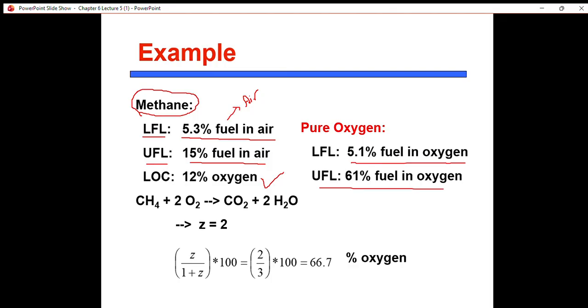Now we're gonna establish this, and if you still remember, I'm gonna draw a quick sketch. I'm gonna draw the triangle: nitrogen, fuel, which is methane, M, and here oxygen. If you still remember, we need to draw three lines. The first line is the air line, and we said that this is fixed. The second one is the stoichiometric line, and the third one is the LOC line.